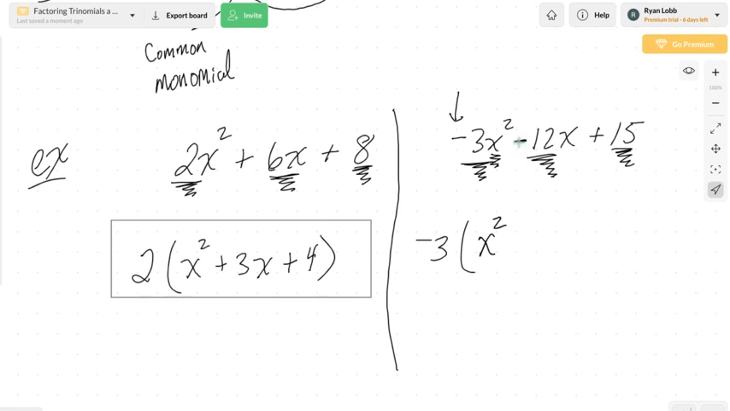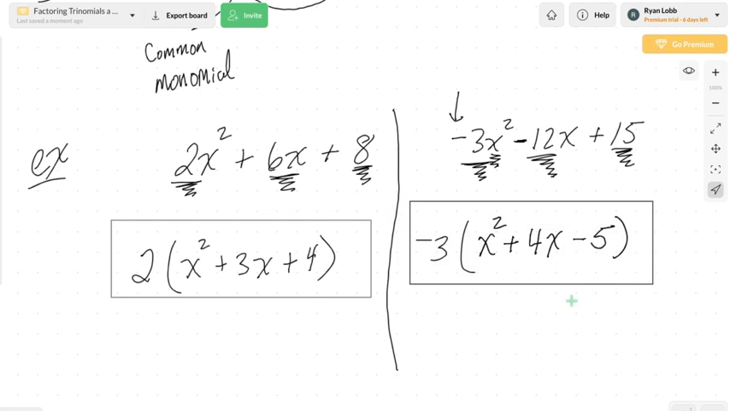Negative 12x, negative 12 divided by negative 3. Negative divided by negative is going to be positive. And now 12 divided by 3, 4x. And then positive 15 divided by a negative 3 is going to be minus 5. Okay, so that would be factoring out my monomial, right here. That's your monomial. You might also think of that as your greatest common factor. What's the greatest common factor of negative 3, 12, and 15? It'd be 3. Okay, so there's the monomial part.